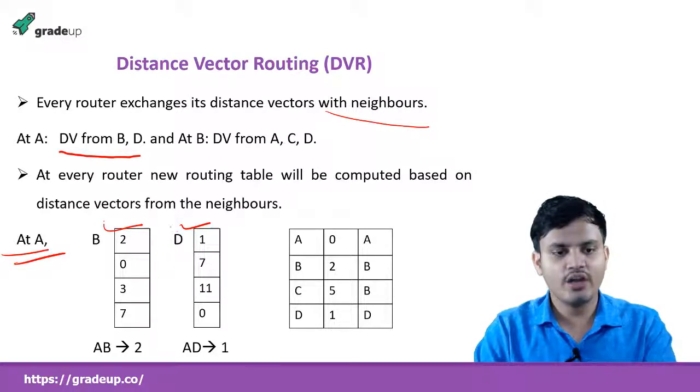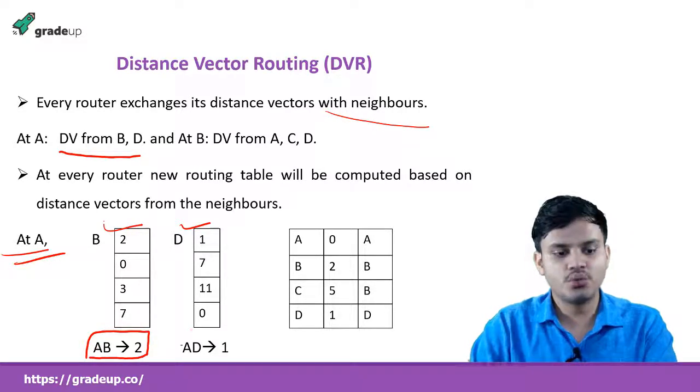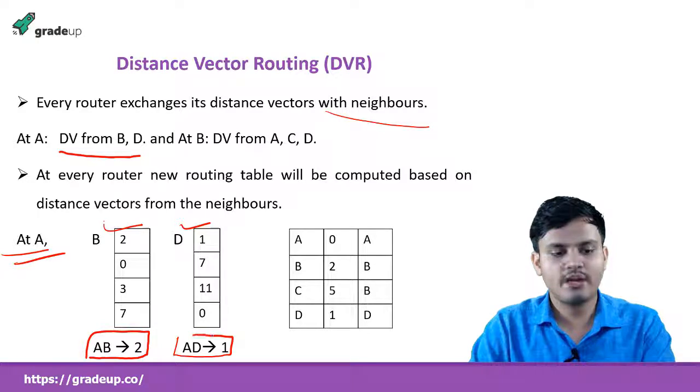At A we are getting this distance vector from B, and from D we get this distance vector. Now to make a new table, A will first write the distance from A to B, that is 2, and A to D is 1. Okay, now I will tell you how to compute this table. A wants to go to A, so for that it is going to be 0. So ignore this first entry.